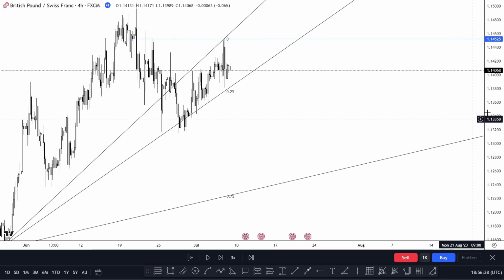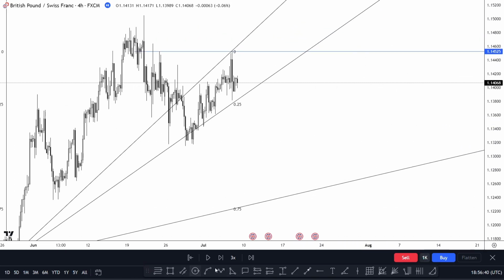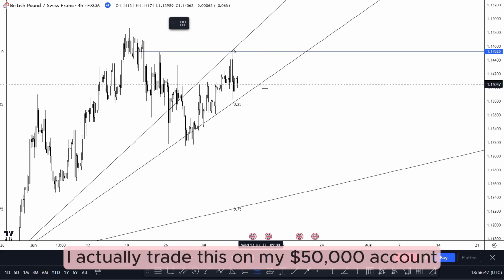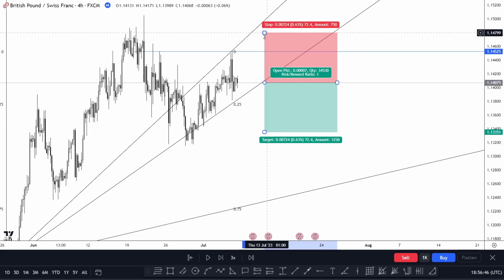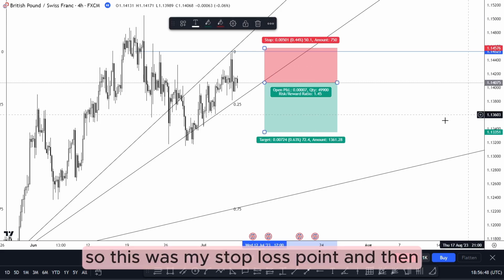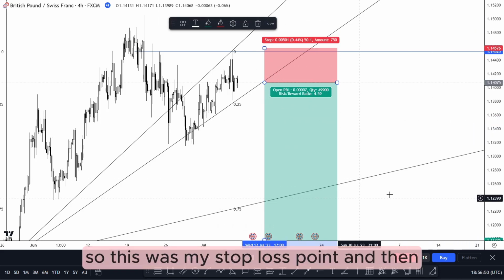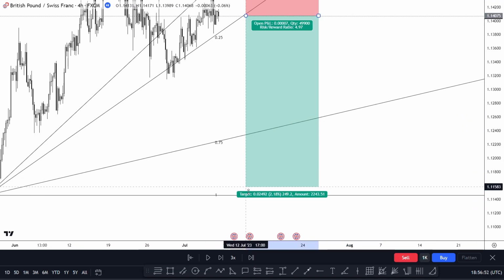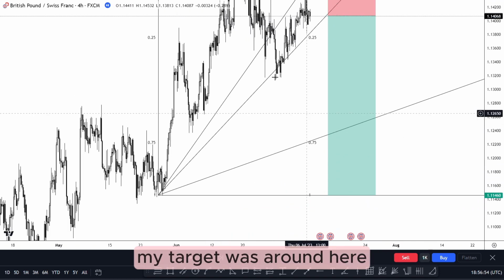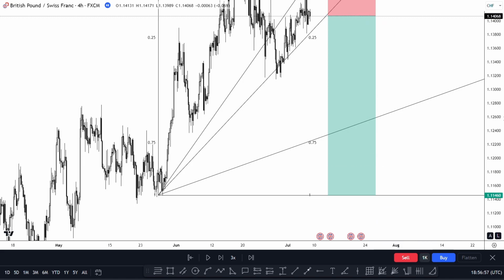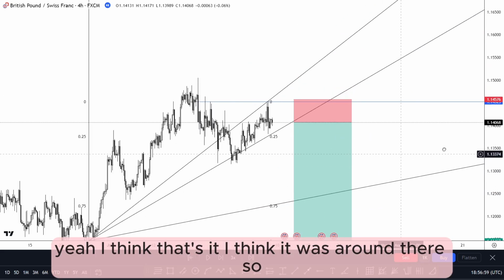I actually traded this on my $50,000 account. So this was my stop loss point, and my target was around there.